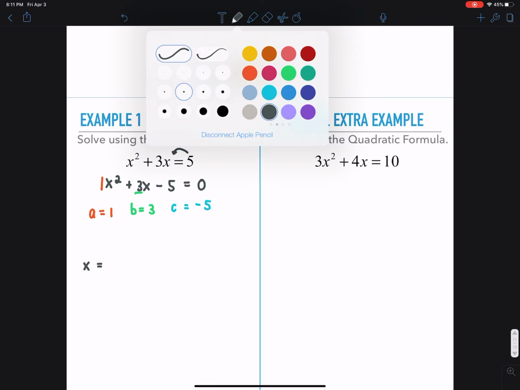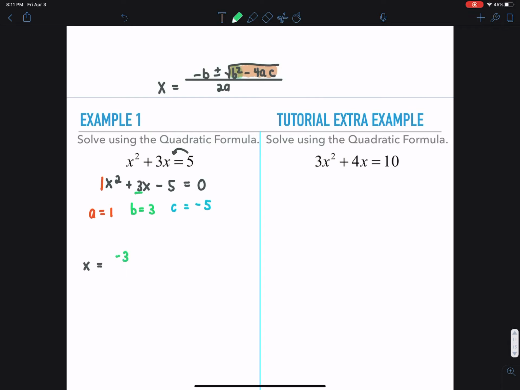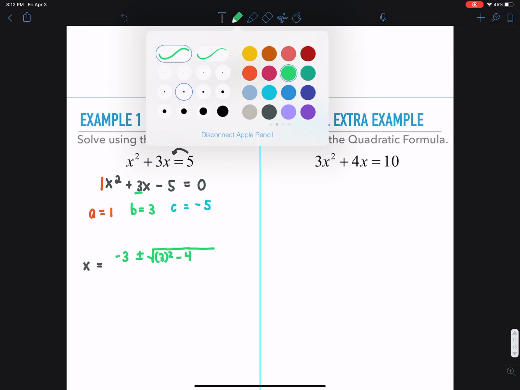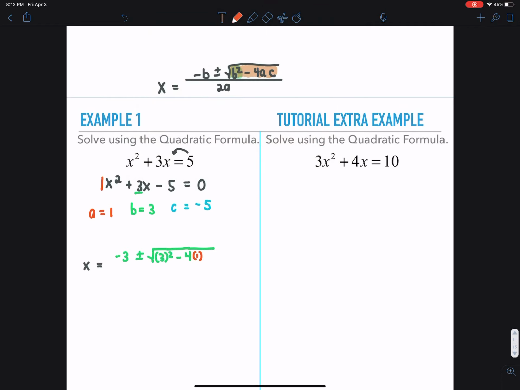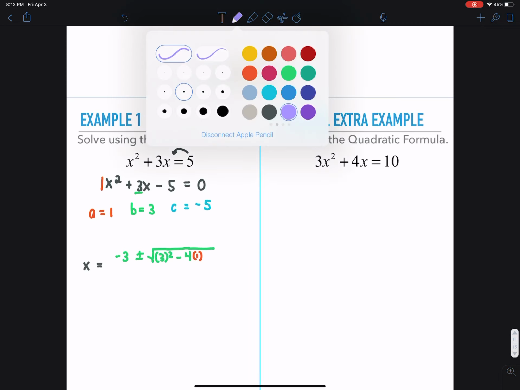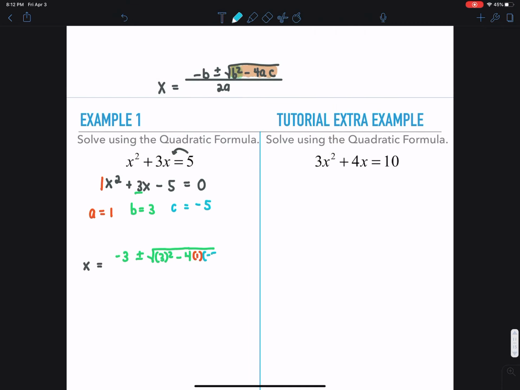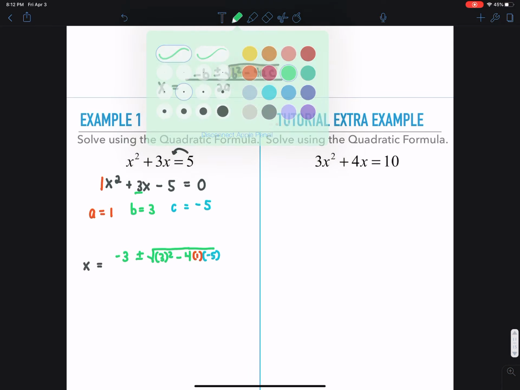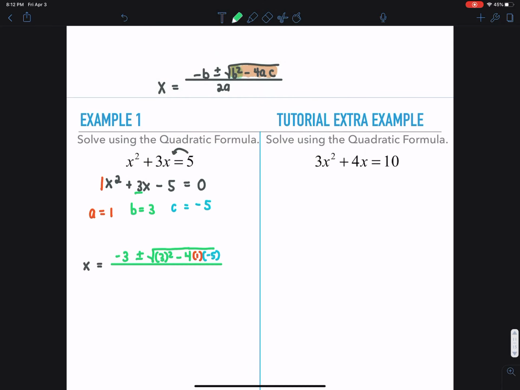So the opposite of b is going to be negative 3. Plus or minus is a part of our formula. Then we're going to have b squared, so that's 3 squared, minus 4, part of our formula, times our a value, which is 1, times our c value, which is negative 5. And this entire thing is going to be over 2 times our a value. Again, 2 is part of the formula, and then our a value is 1.